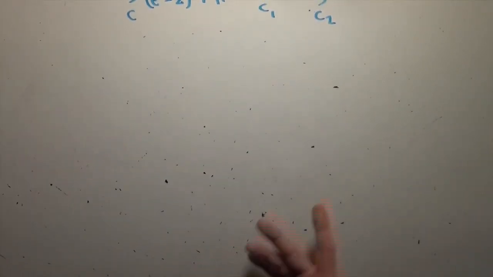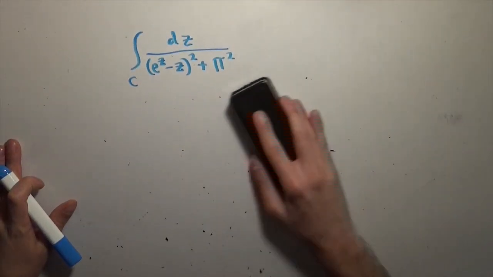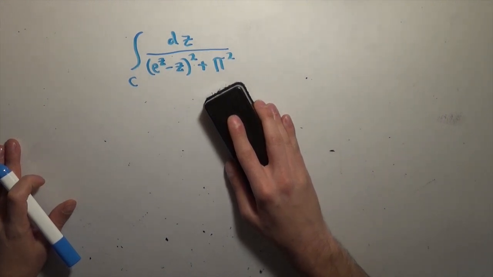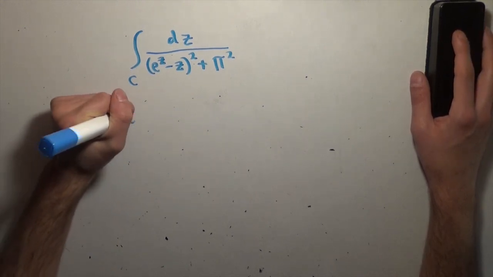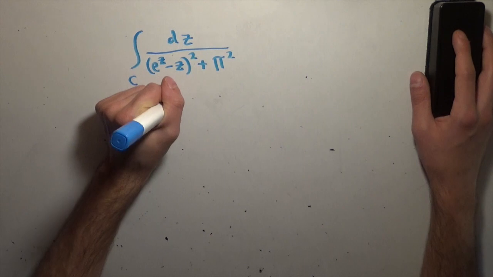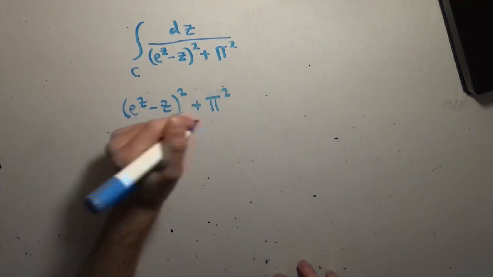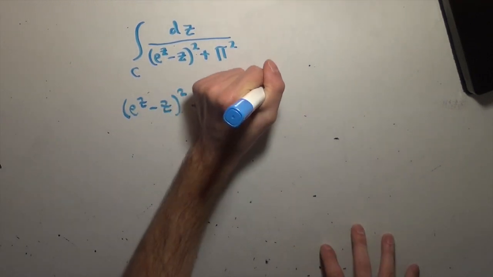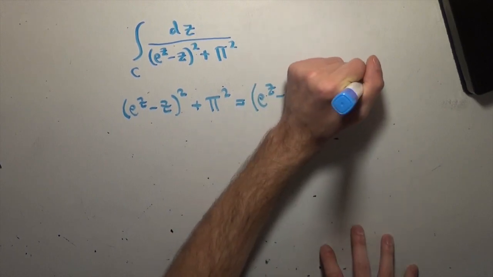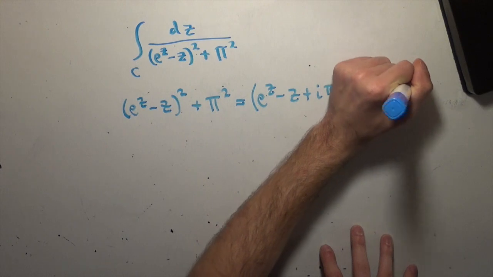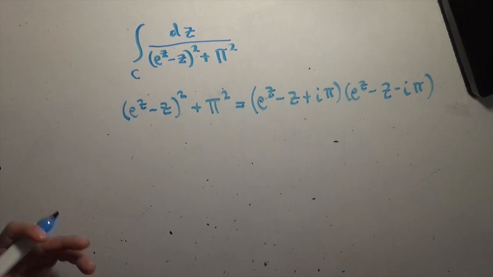So let's establish what the residues of this function are first. What we're going to do is simply set the denominator of this function equal to 0, right? That's all we need to do, because we need to find out when the function will be undefined. So (e^z minus z) squared plus pi squared can be factored using the sum of squares formula into (e^z minus z plus i pi) times (e^z minus z minus i pi). And remember, z is just some x plus iy because this is in the complex plane.